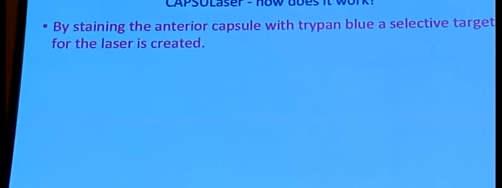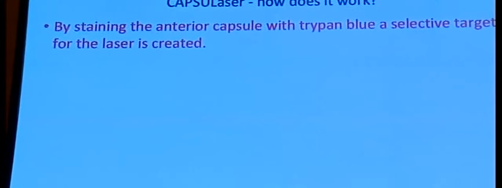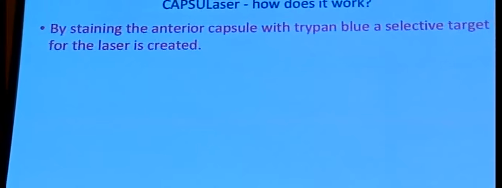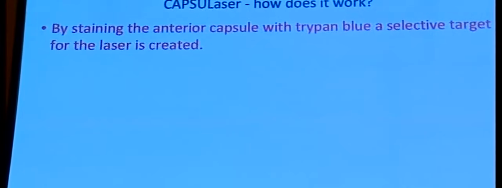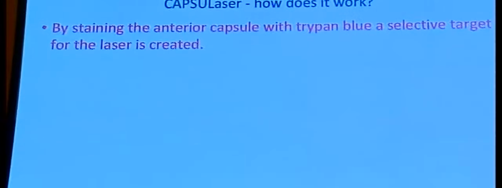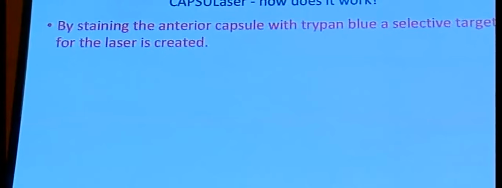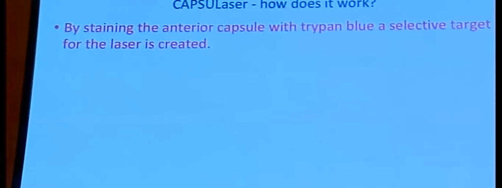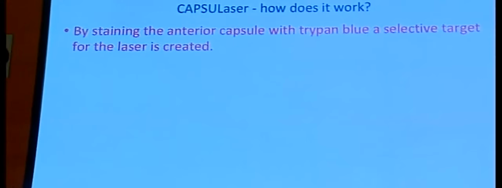So capsule laser is another laser which gets attached to the operating microscope. It's a very small compact unit, and it works. The principle is that you have to first stain the anterior capsule, and after staining it, that becomes the interface which absorbs the energy and causes the cutting. So you have to stain the anterior capsule with trypan blue. A selective target for the laser is created.